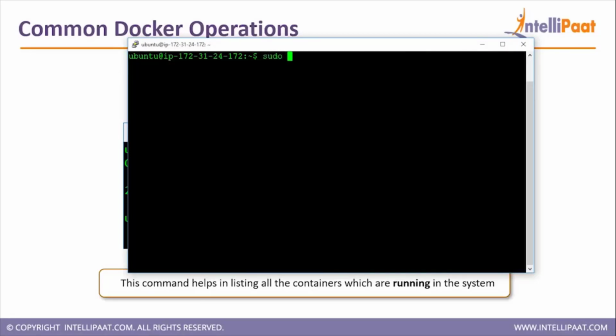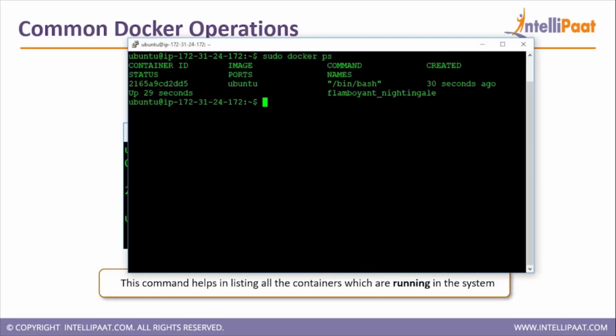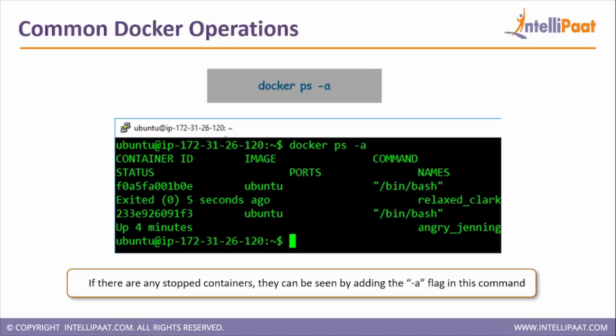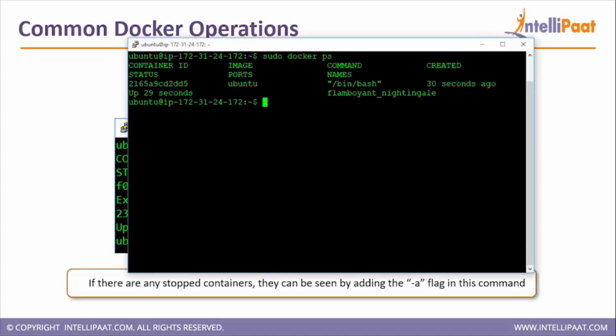So just pass in sudo docker ps, and this would basically show you the container which you have just started. As you can see, I started the Ubuntu container 29 seconds ago, and this is the container ID for that particular container. All right, so my container is running. So what's next? Docker ps would basically show you the containers which are in the running state. But what if you want to see all the containers which are there in your system?